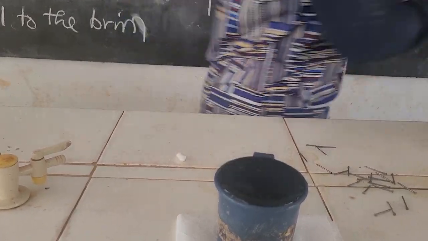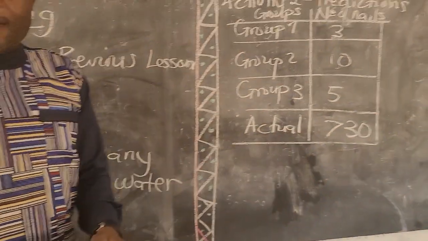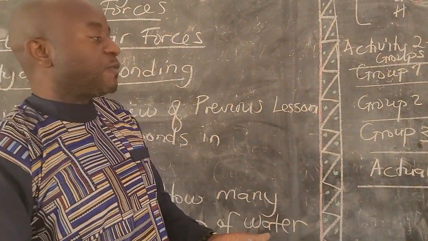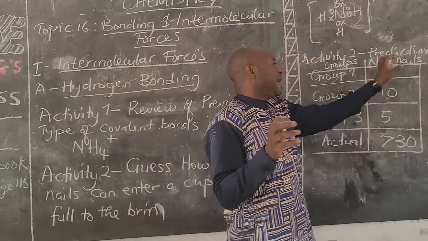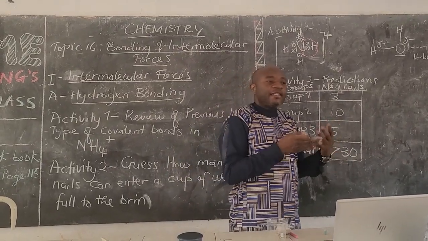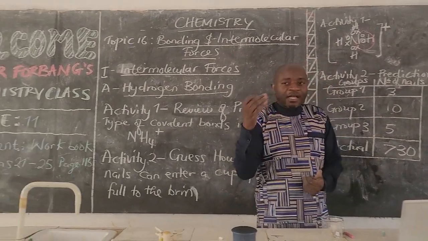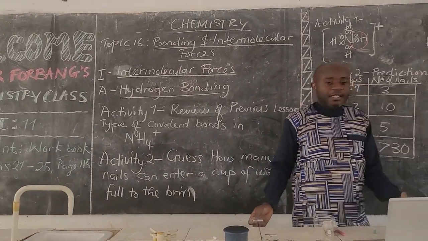We can stop here and we just write greater than 30. So we have more than 30 nails required to cause water to spill. This is significantly different from our predictions. We'll be asking the question, why this behavior? Can anybody give us a reason for this unusual behavior that we've noticed?